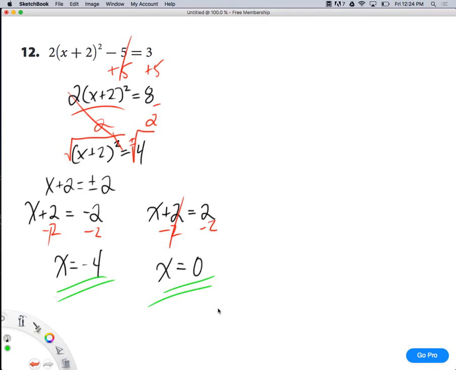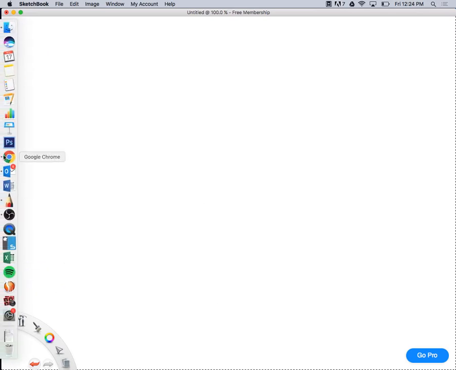Check your answers. How do you check your answers? Plug them back in, right? If I plug in 0 here, I get 0 plus 2 is 2, 2 squared is 4, 4 times 2 is 8, 8 minus 5 is 3. Bam. I know that I got one right answer, and I could do the same thing with negative 4 as well. You see? Does that make sense? Okay. Any questions? All right. Number 12, that was done.